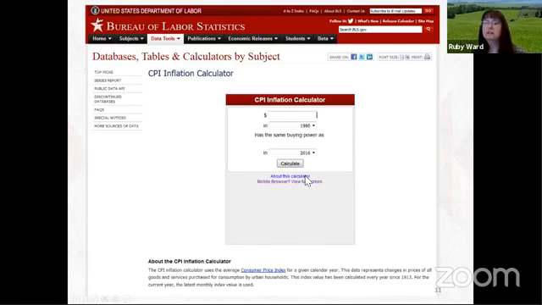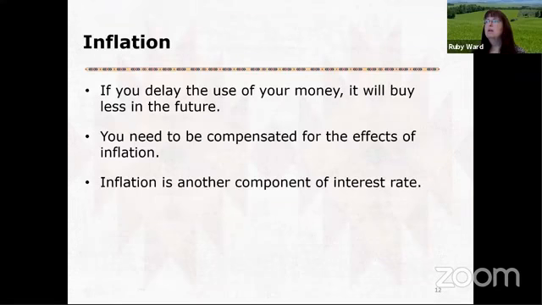Ask them how much they made in their first job and what year it was. If they had a loan payment, or if they bought a car, things like that. It's kind of fun to see how that's changed over time. So if you delay the use of your money, it's going to buy less in the future. You need to be compensated for it.